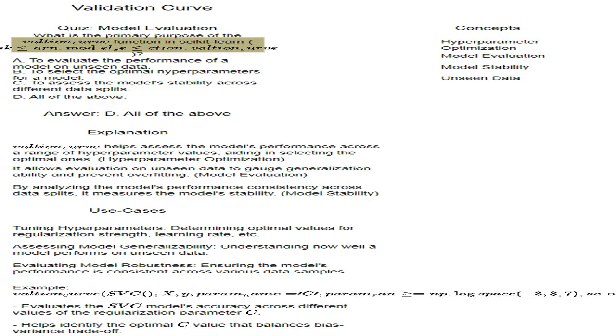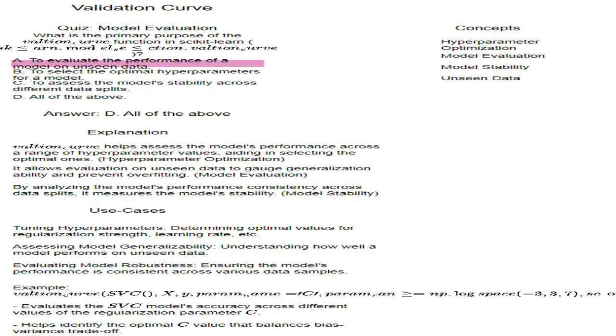What is the primary purpose of the validation curve function in scikit-learn? sklearn.model_selection.validation_curve. A. To evaluate the performance of a model on unseen data. B. To select the optimal hyperparameters for a model. C. To assess the model's stability across different data splits. D. All of the above.